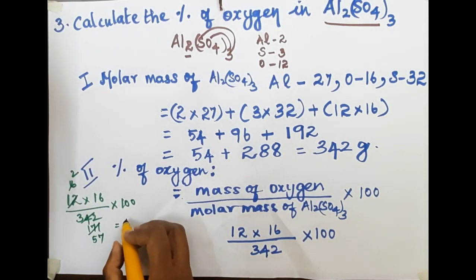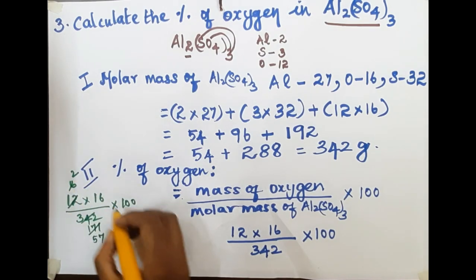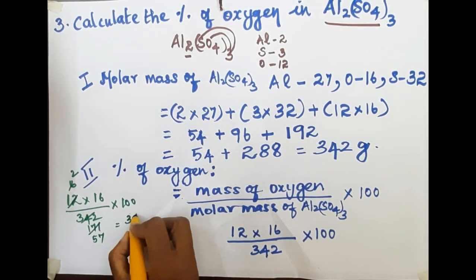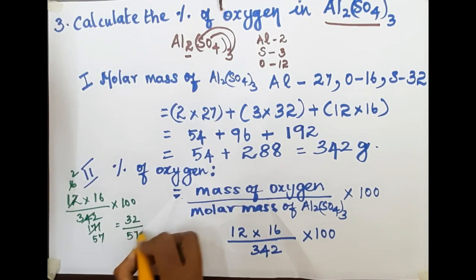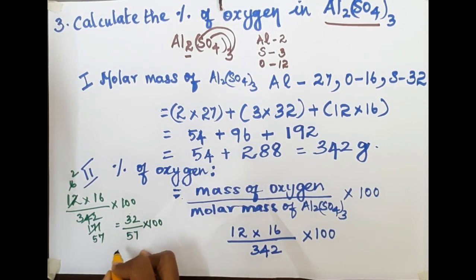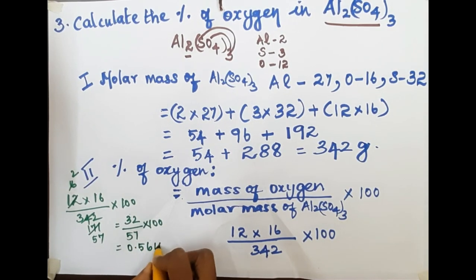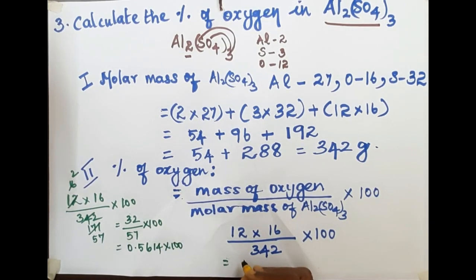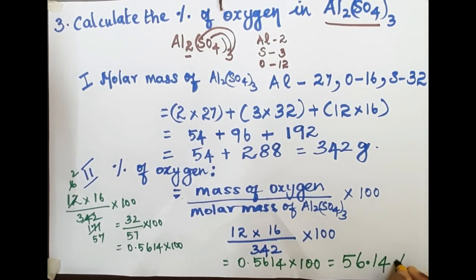So what is the answer children? The answer is 2 into 16, that is 32 divided by 57 into 100. So 32 by 57 is 0.5614 into 100. So now I am going to write the answer. 0.5614 into 100. So the answer is 56.14 percentage. Is it clear children?